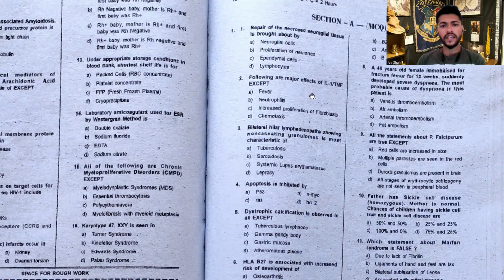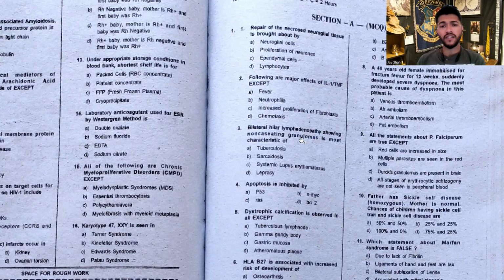Major effects of IL-1 and TNF except: fever, neutrophilia, increased proliferation of fibroblasts, chemotaxis? No. The increased proliferation of fibroblasts is seen in chronic inflammation. IL-1 and TNF are acute inflammation. So you'll have A, B, and D, not C. The answer given behind is incorrect.